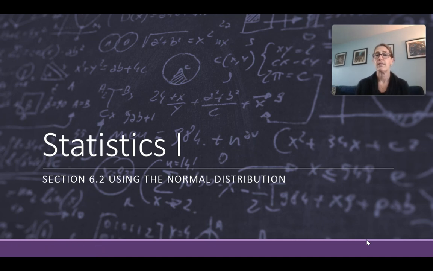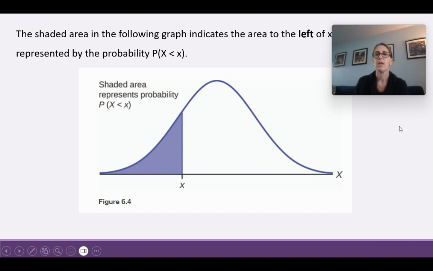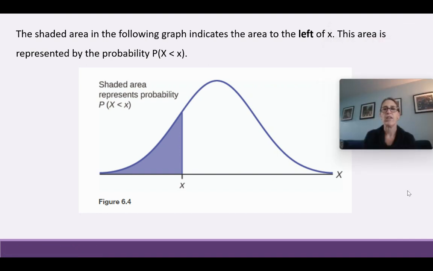This video is on section 6.2 on using the normal distribution. So the shaded area in this graph indicates the area to the left of x. This area is represented by the probability that X is less than x. We've been talking about this for a while, so it's always to the left of some value.